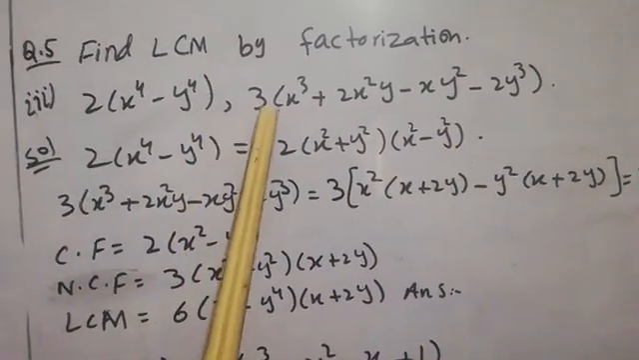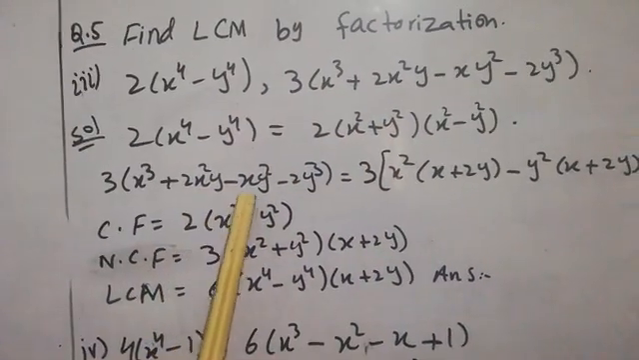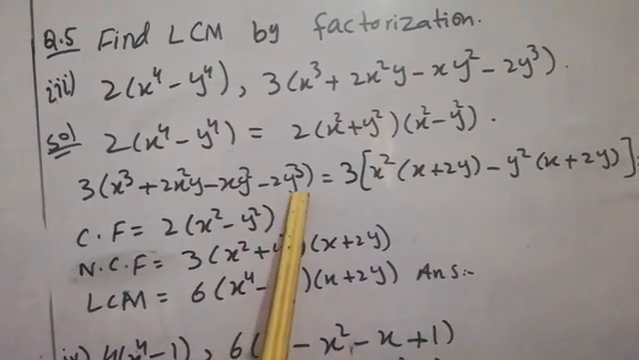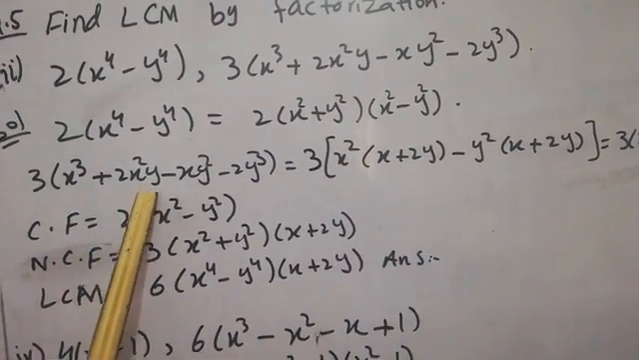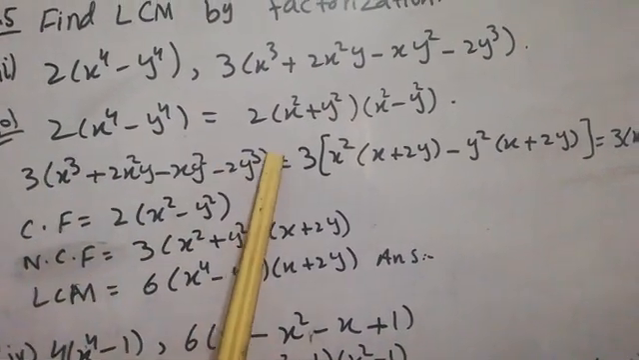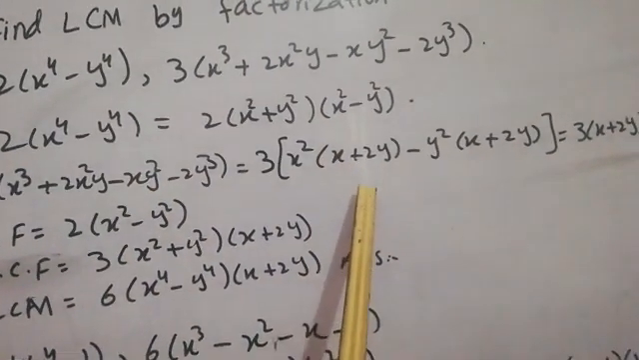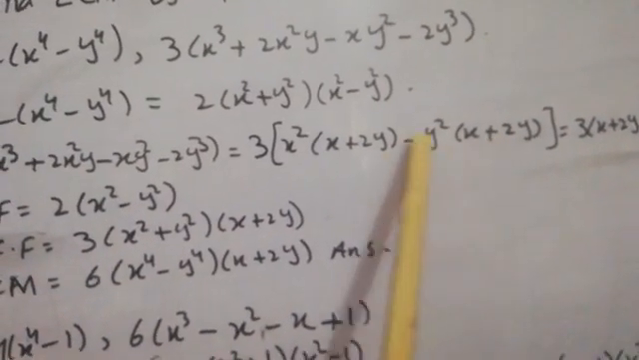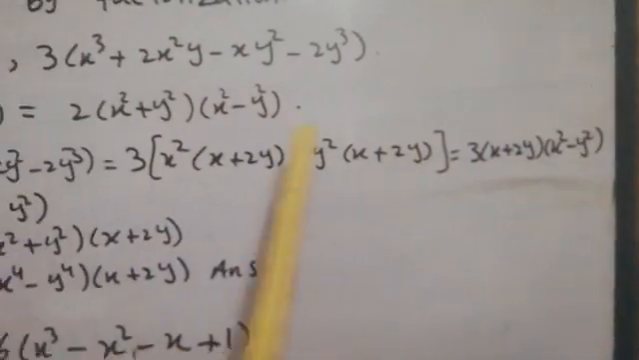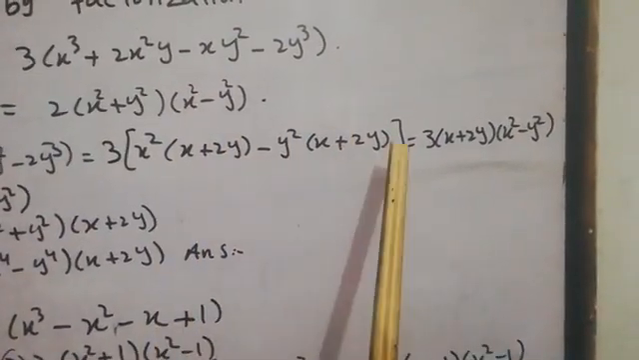And now we will write 3 into x cube plus 2x square y minus xy square minus 2y cube. We will first write 3 as it is, and then take x square common from the first two terms and y square common from the last two terms. Now we will get 3 into x square into x plus 2y minus y square into x plus 2y. You can see x plus 2y is common, so this is equal to the product of 3, x plus 2y and x square minus y square.